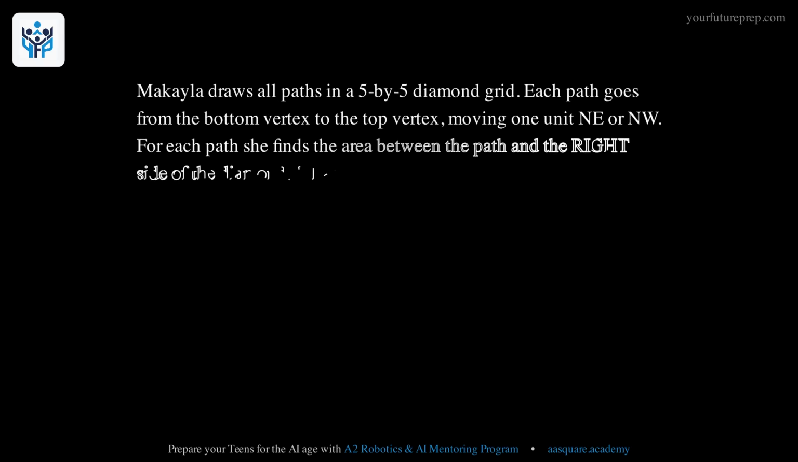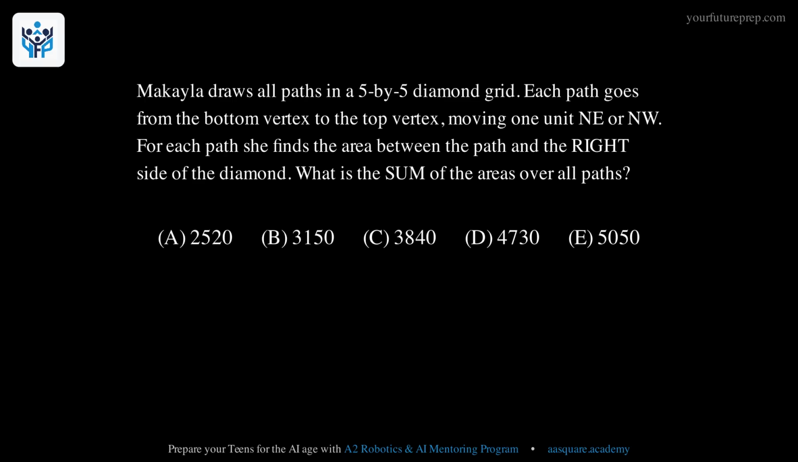Michaela draws every possible path in a 5x5 diamond-shaped grid. Each path starts at the bottom vertex and ends at the top vertex. Always moving 1 unit northeast or 1 unit northwest for each path, she finds the area between that path and the right side of the diamond. What is the sum of these areas over all possible paths?